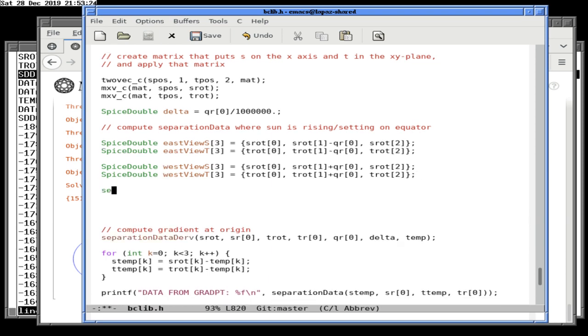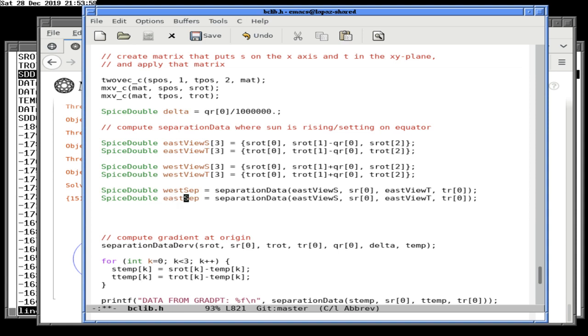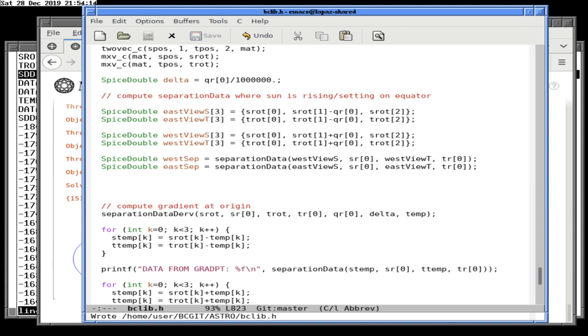So now, separation data, and let's call this spice double west sep. Begin to see why people invented programming languages other than C. And this will be from east view S, the radius doesn't change, east view T, that radius doesn't change, okay, and then east sep is going to be the same thing, except I probably meant to put west view there. East view is going to be the same thing except from the east. Okay, and those are probably good values to compute, because those are going to be our maximal bounding values from the derivative.